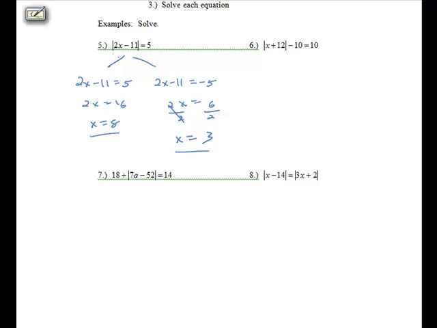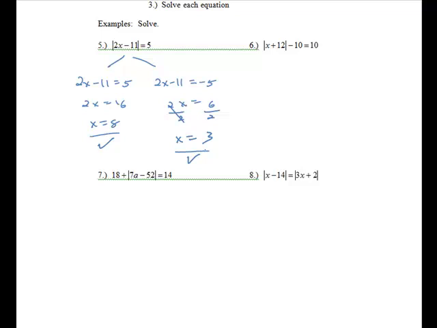2 times 8 is 16, minus 11 is 5. The absolute value of 5 is equal to 5. 2 times 3 is 6. 6 minus 11 is negative 5, and the absolute value of negative 5 is equal to 5. So 2 solutions, have to have them both. Take the time to check each one.